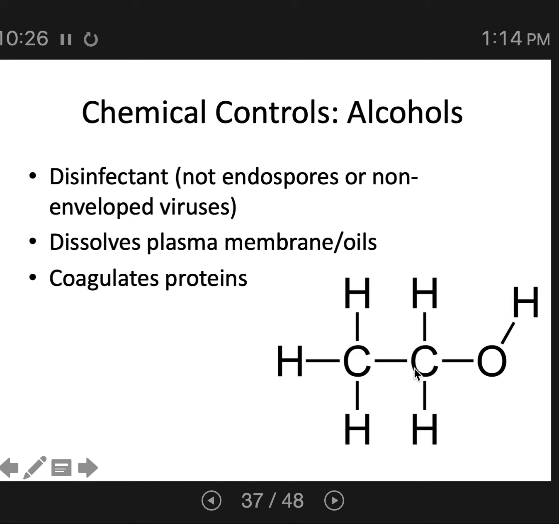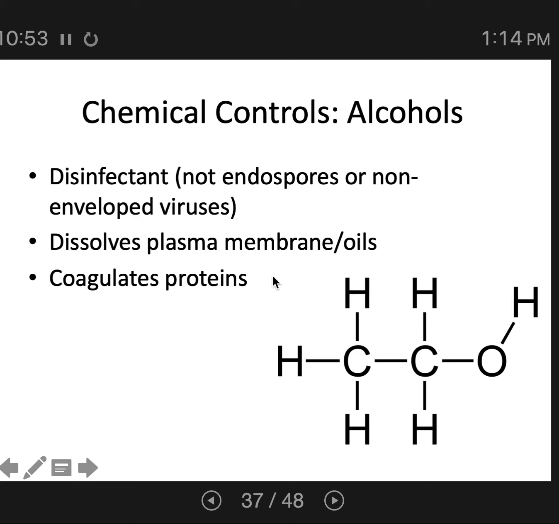Ethanol has 2 carbons. This is a hydrocarbon section. It's very tiny, but it's still a hydrocarbon. So this piece is hydrophobic. This piece is hydrophilic. Because of the hydrophobic region and the hydrophilic region, they can blend with the hydrophobic portion of the plasma membrane or other fats and oils, but then also allow water to wash them away, sort of like a soap.